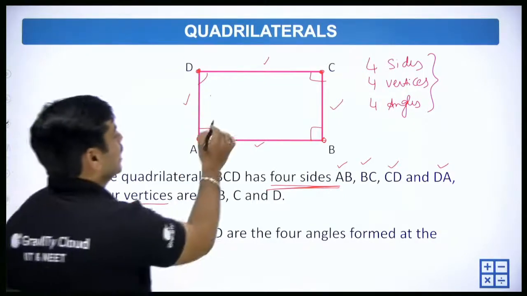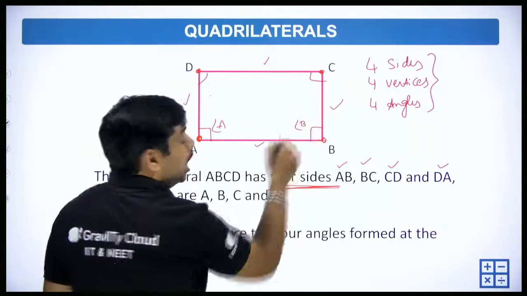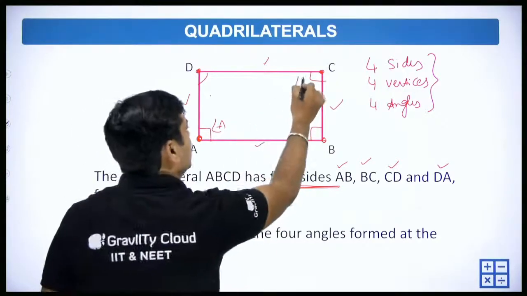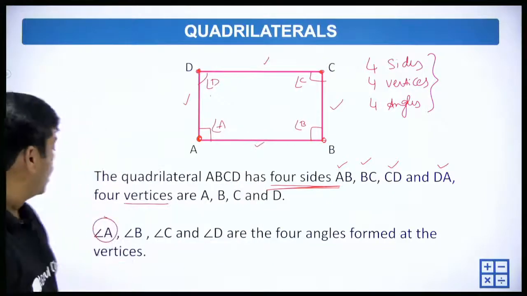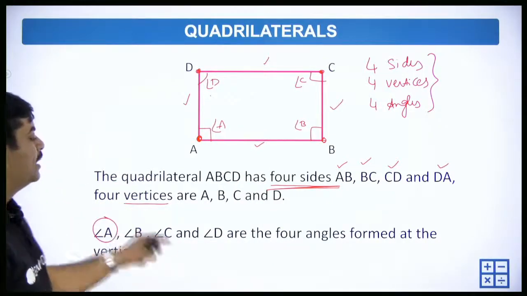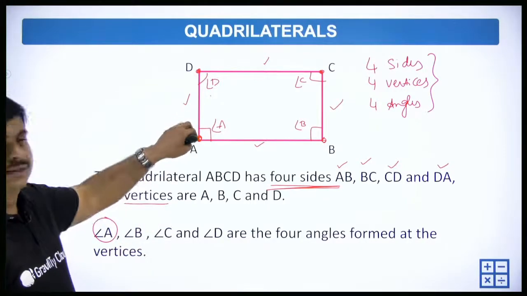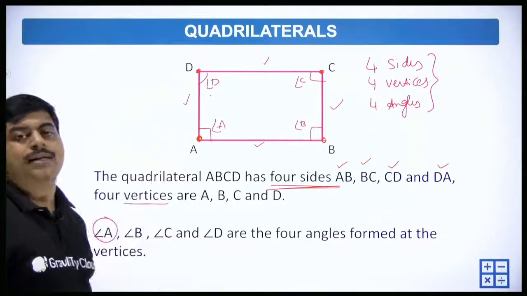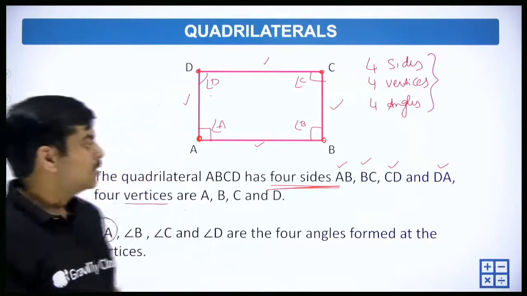This is angle A. The measurement here is angle B. How to measure and write the angles, we are going to learn later. Angle A, angle B, angle C, and angle D are the four angles formed at the vertices. So we have 4 vertices, 4 sides, 4 angles, and that type of structure we say is a quadrilateral.